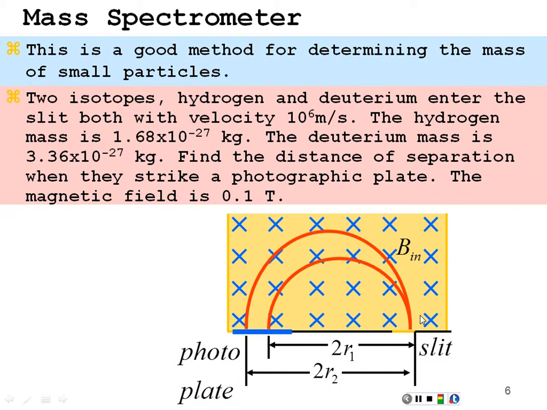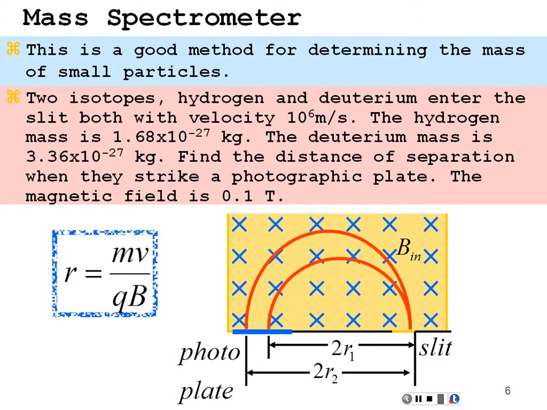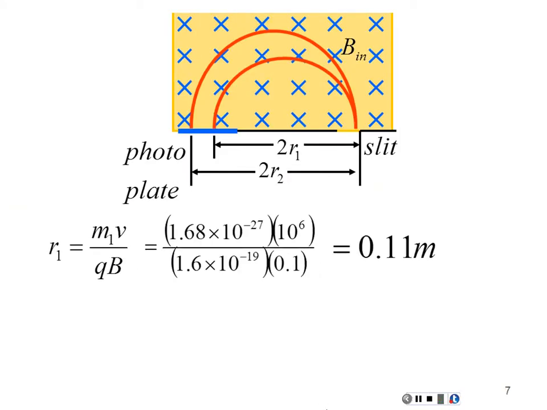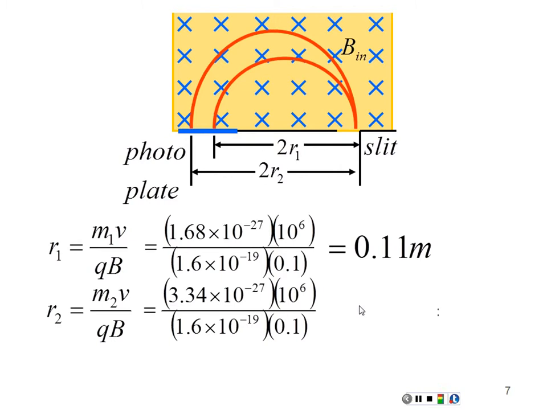Well, they're each going to go through a different radius orbit, and that radius is going to be proportional to their mass. They each have the same velocity, they each have the same charge, and they're in the same magnetic field. So strictly speaking, we're going to have a radius of the orbit that separates them in terms of their mass. For the hydrogen, the radius of that orbit is going to be 0.11 meters. For the deuterium, with twice the mass, approximately twice the radius, 0.21 meters, a little bit less than twice.